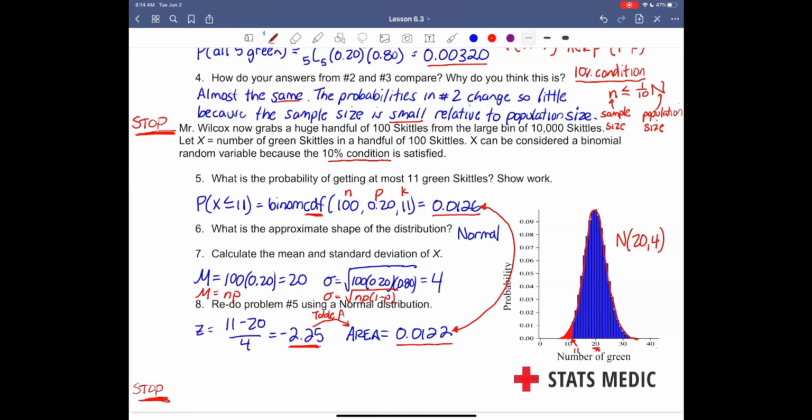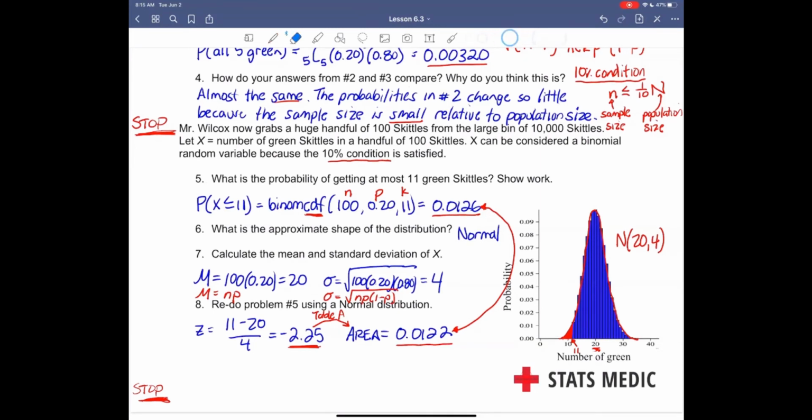And that seems to make sense because in this picture, it is very clear that we have something that looks approximately normal. But we need to have some sort of general rule about when we can safely approximate a binomial distribution with a normal distribution.